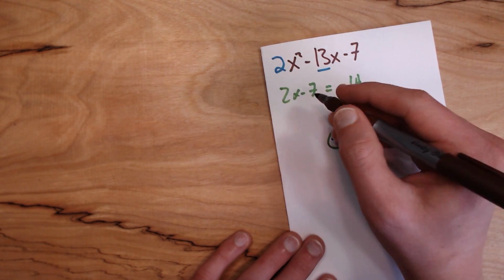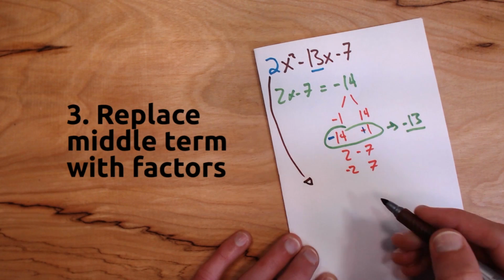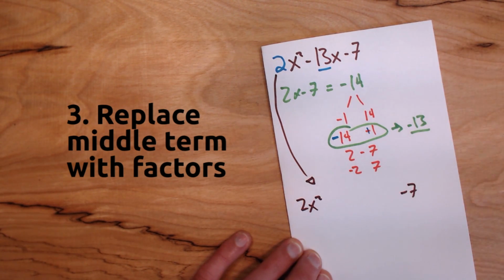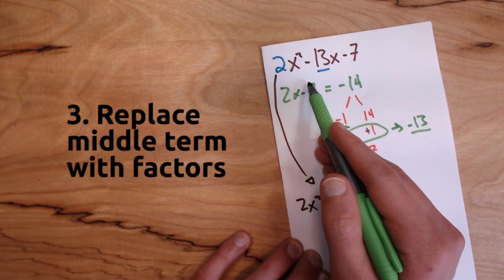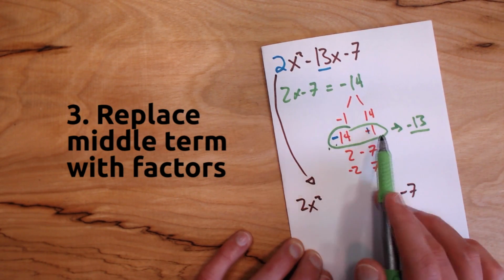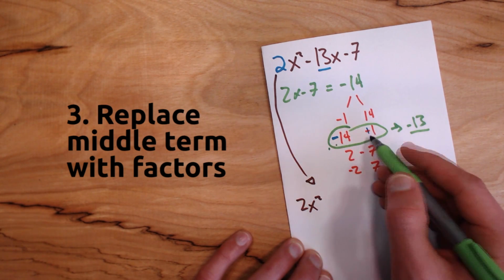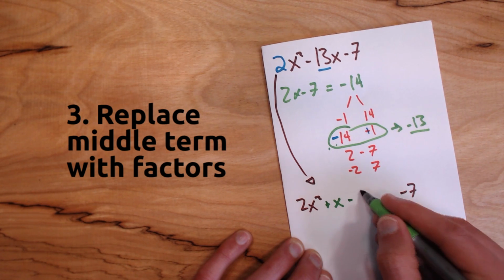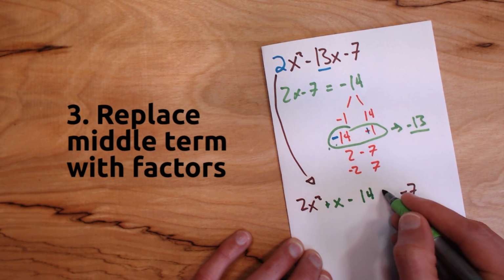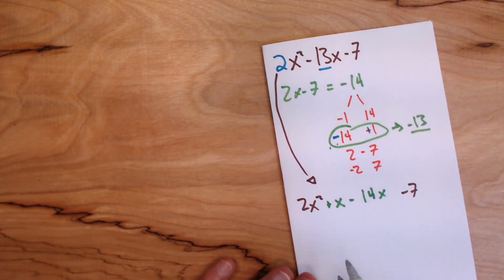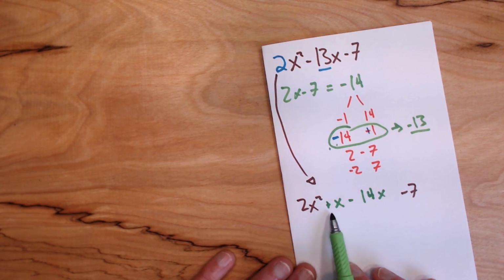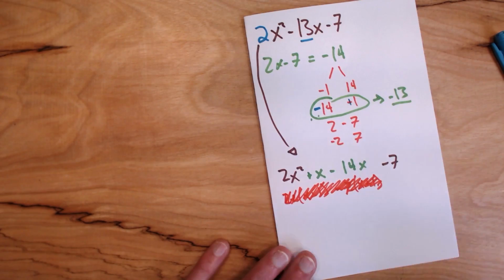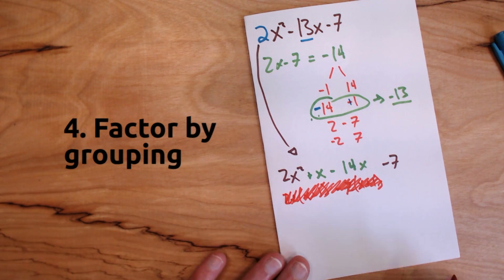Now we're going to rewrite our original equation a little bit differently. I still have 2x squared. I still have -7. But in the middle, I'm going to replace -13x with its equivalent, but with these numbers. Let me show you what I mean. I'm going to put plus x, which is just 1x, minus 14x. And this is going to make our lives easier in a second. I didn't change the function. If I add these together, I get -13, so it's still the same function. That's an important point.